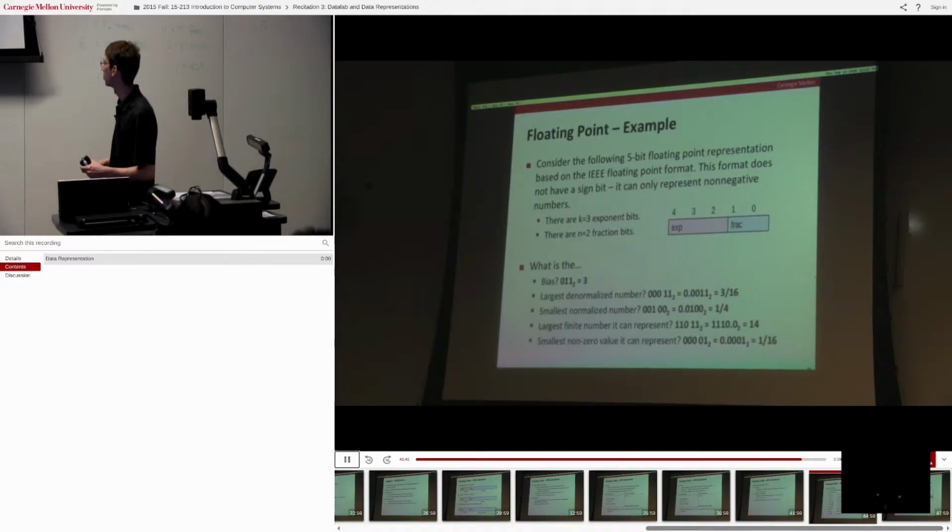The smallest normalized number we could represent would be where this part is 0 and we have the smallest fraction possible. That's going to be 1/4. The largest finite number we can represent is going to be 14. The smallest non-zero number we can represent is going to be 1/16.